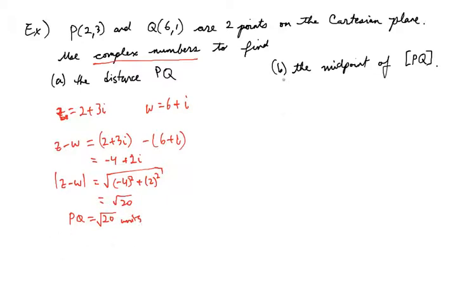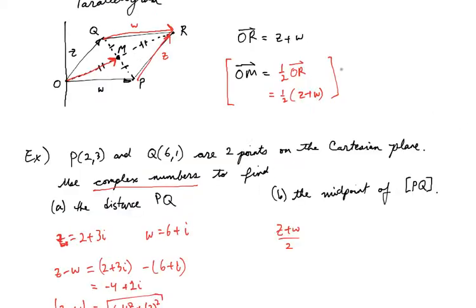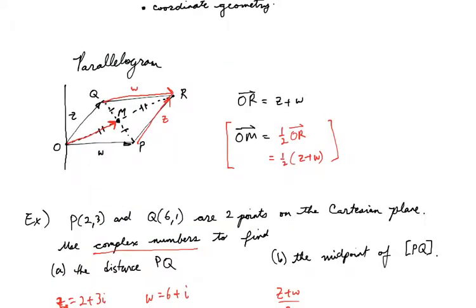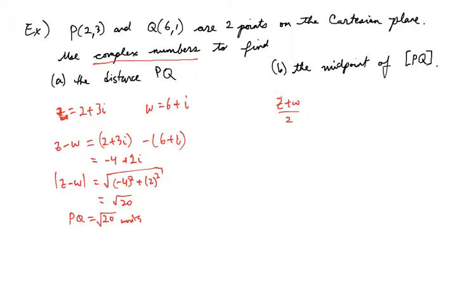Now, for part B, it says the midpoint of PQ. The midpoint of PQ is what? So we have to go back and think, how do I find the midpoint of PQ? Well, that's really just going to be the addition of these two vectors, or two complex numbers, right? And then divide it by 2, because that's what we set up here, right? To find the midpoint between two complex numbers, we add them and divide by 2. So it's really just going to be z plus w. Okay, well, we don't know that yet, so it would be 2 plus 6, so that'd be 8.